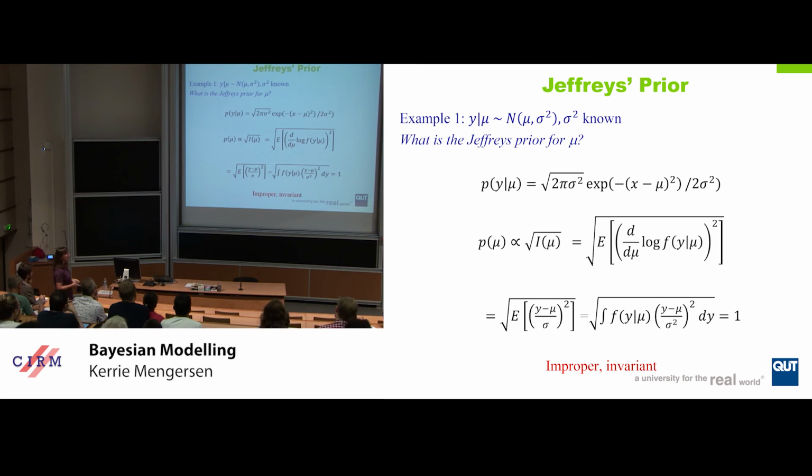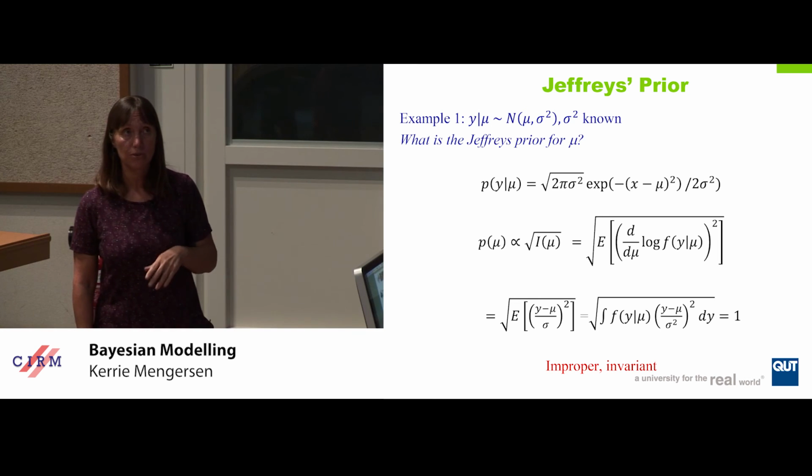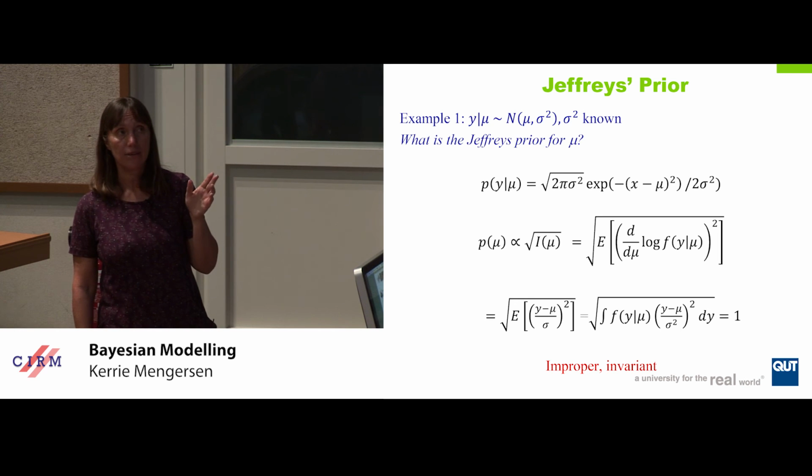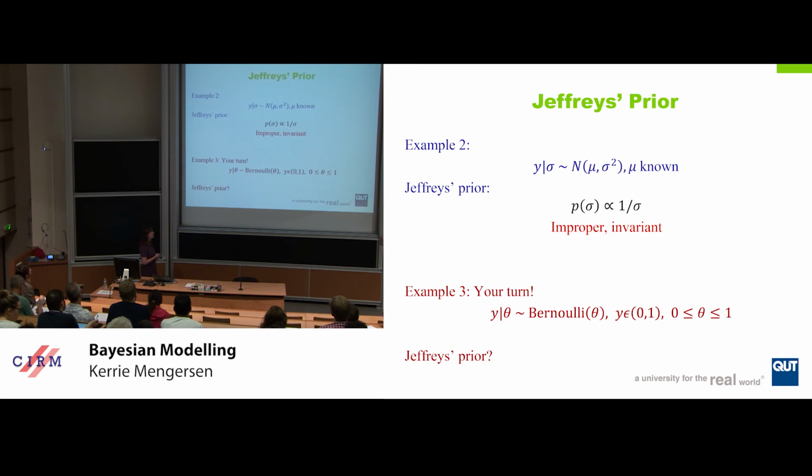So we've got p of mu is going to be proportional to the square root of the information matrix here. So we have I of mu, and that's going to be given by the expectation of the derivative with respect to mu of the log of f of y given mu, squared, and then we do the calculation on that and we get down to 1. Okay, so this is an improper prior and it's also invariant, so it's invariant to transformations. So that's how we calculate what this Jeffreys prior might look like, just to give you an example of this. But you're right, in more complex cases, this is more difficult to do.